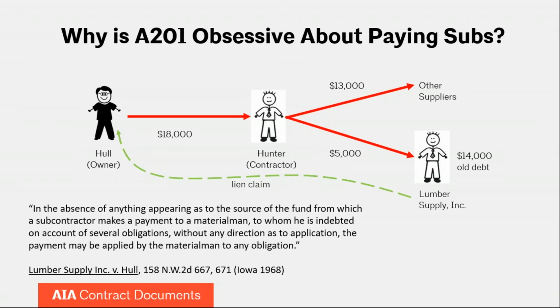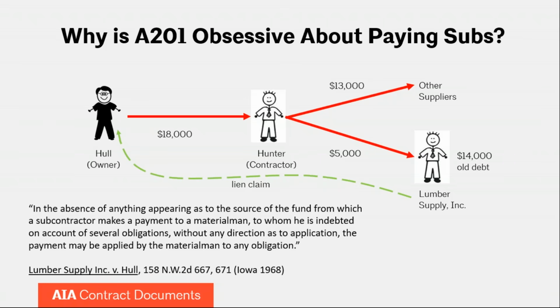Lumber Supply Incorporated. So during construction, of course, Hull pays Hunter at a number of different intervals, but one of those intervals was $18,000 for general construction services during a particular pay period. Hunter then pays, out of that $18,000, $5,000 to Lumber Supply Company, and the other $13,000 they send off to other suppliers and subcontractors. What happens from here is things get a little bit muddled.